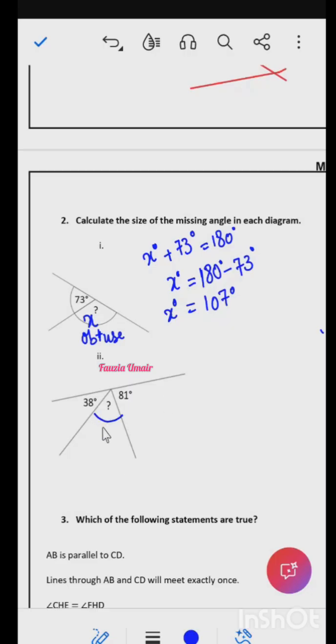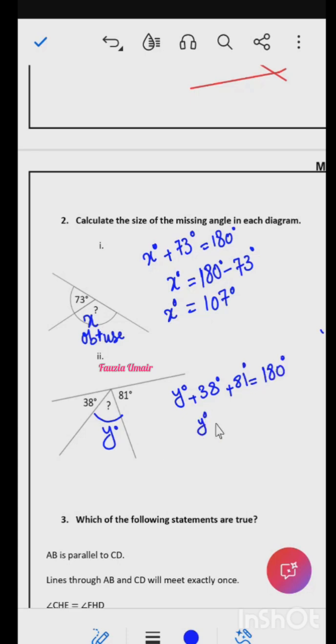I'm calling this unknown angle y. You know that I can give any variable to an unknown angle. So this is also which property? Angle on a straight line. Very good. How will you write it? Ma'am, there are three angles: y, 38 and 81, and that is equal to 180. Excellent. So now what do we need to do?